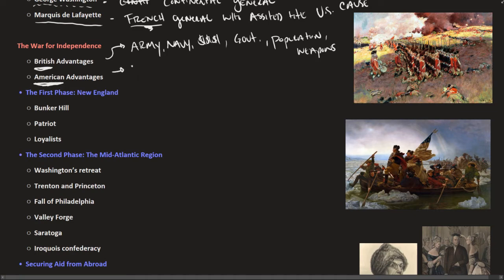One, we might say that the war was fought on home soil, right? This war would have to be fought in the colonies. And that was an advantage to the Americans because the British had to mobilize and send all of their resources across the Atlantic. And back in those days, that took a very long time, right, in order to get those resources there. We might also say that the Americans fought more on the defensive.